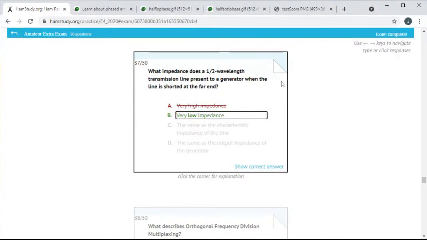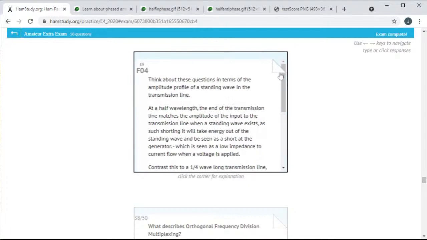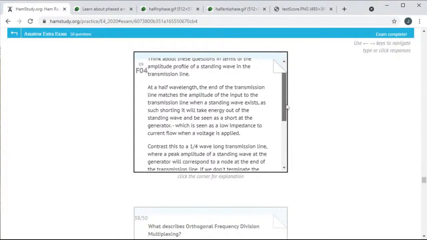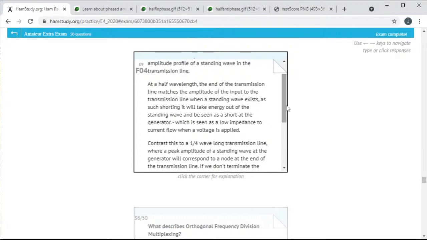What does the impedance of a half wavelength transmission line present to the generator when it is shorted? At a half wavelength, the end of the transmission line matches the amplitude of the input to the transmission line when the standing wave exists. As such, shorting will take the energy out of the standing wave and it'll be seen as a short at the generator, which is low impedance.